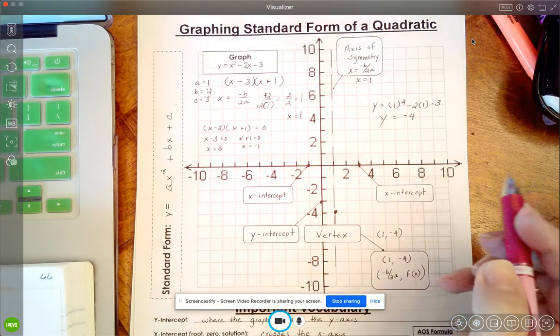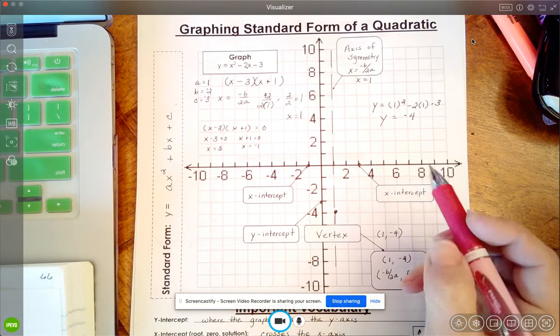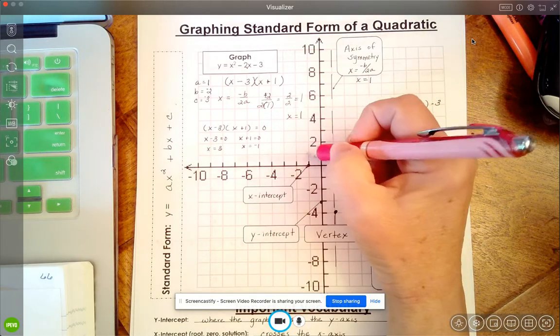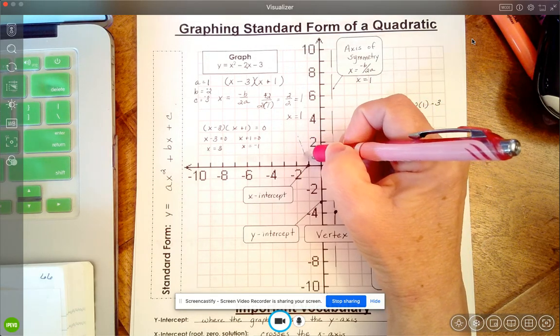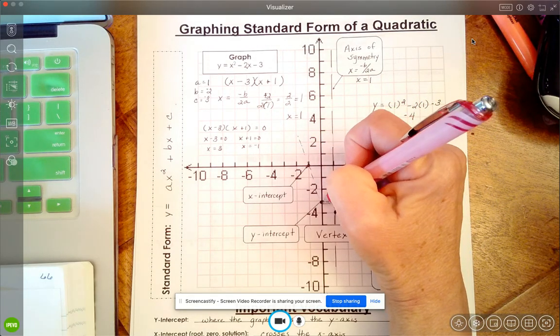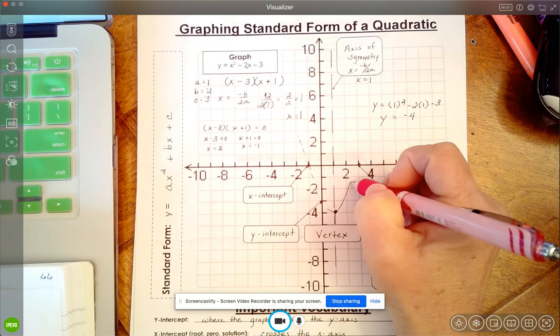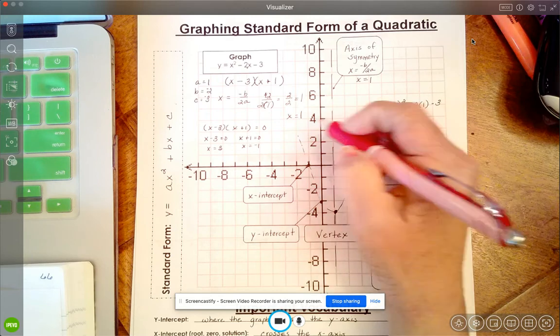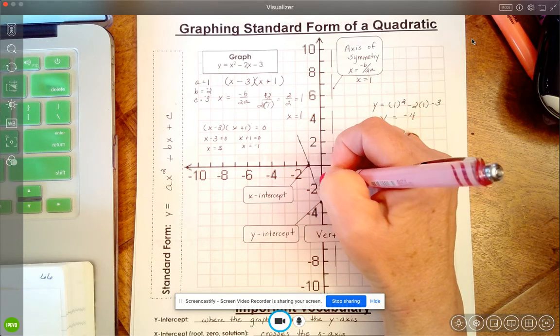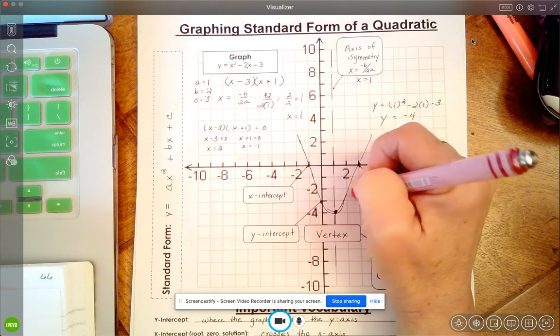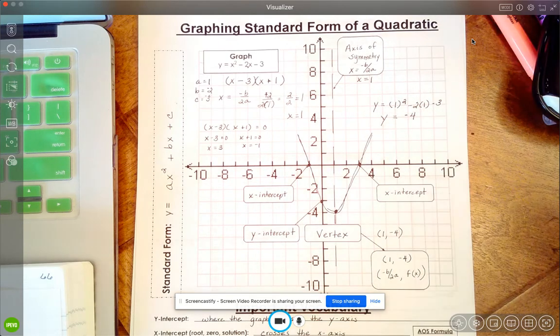Now, I have points, and I can go ahead and sketch my parabola by connecting them. And my parabola is going to look something like that, right?